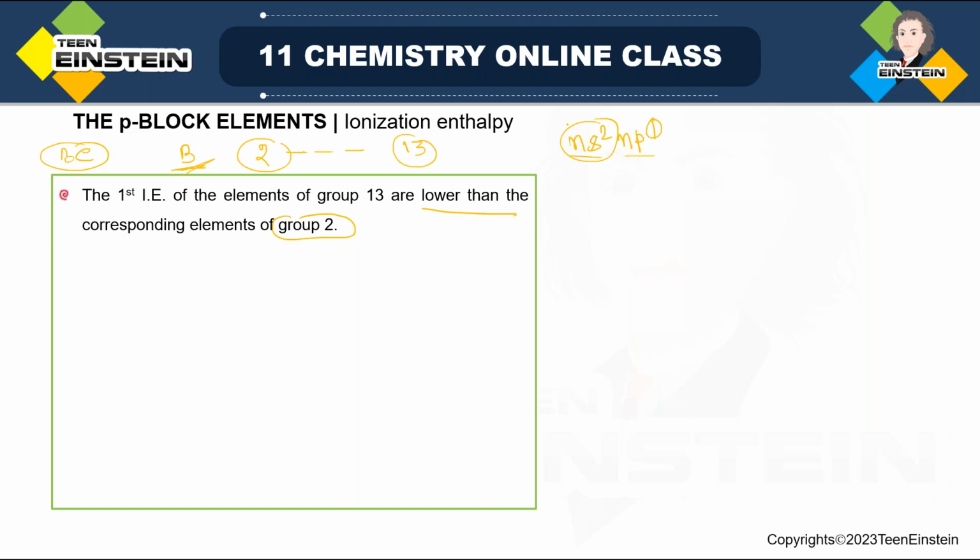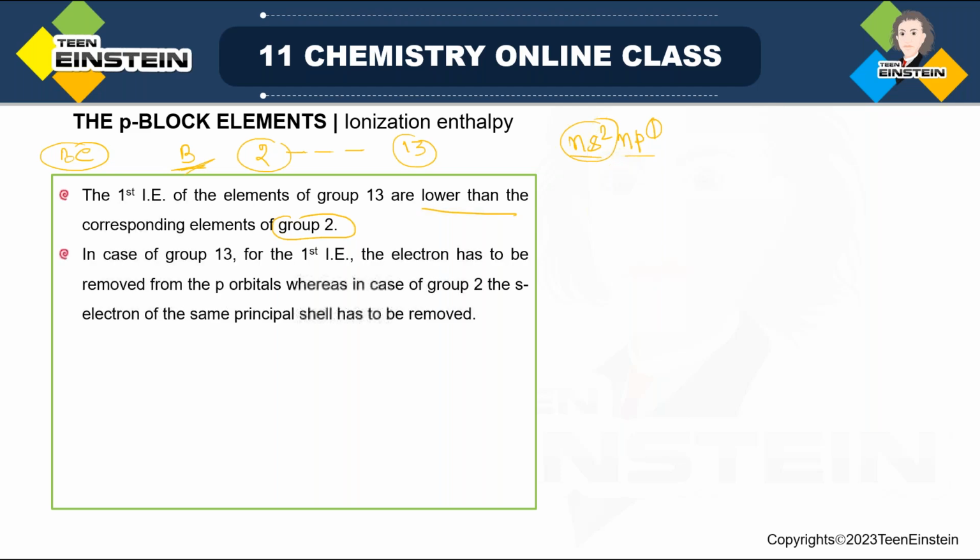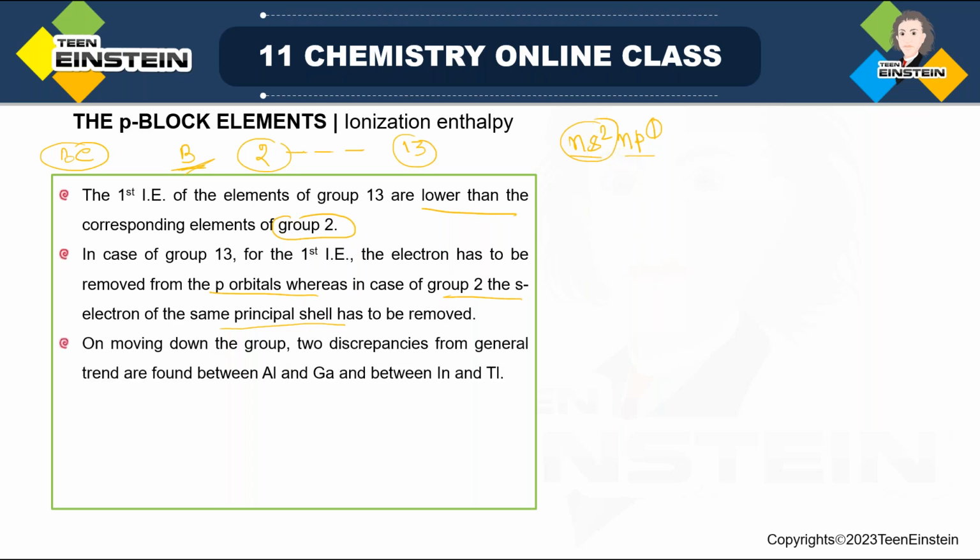But when you are removing an electron from ns2, in case of group 2, now you are breaking this stable, fully filled configuration, which will require more energy. So this is the reason it is lower. In case of group 13, first ionization energy, obviously not applicable for second, the electron has to be removed from p orbitals, whereas in case of group 2, s electrons of the same shell you have to remove, which is difficult. Fine, so this is the reason it is lower.